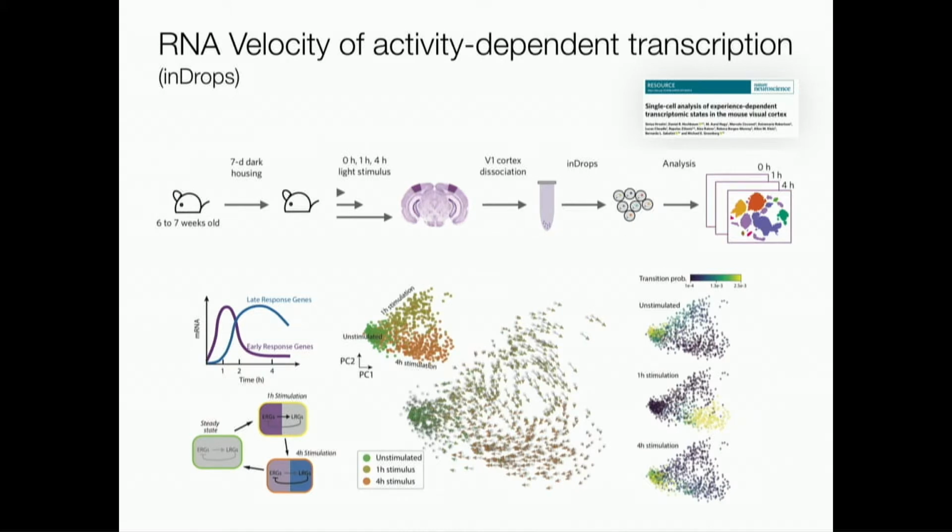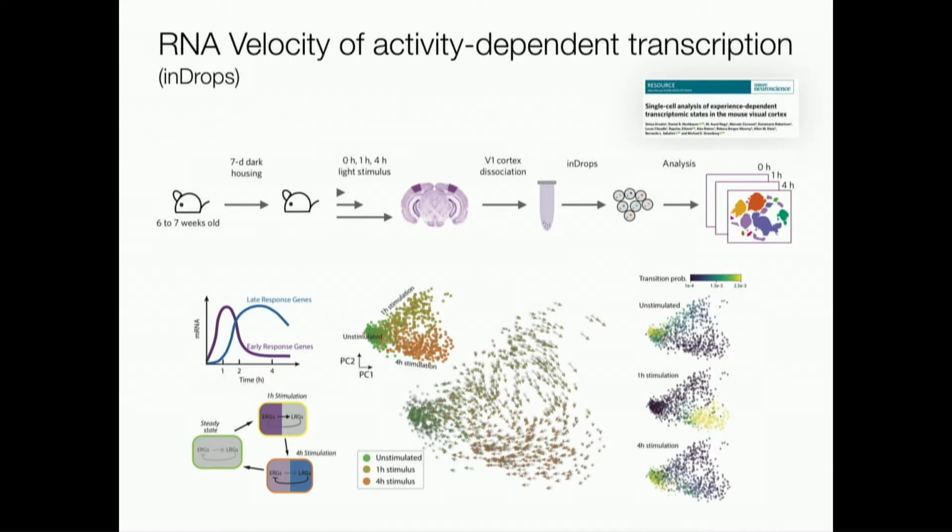What I showed you now was SmartSeq2, but it also works with droplets. This is in-drops. This is a reanalysis of a published experiment by Michael Greenberg's group, where they did light activation of cortical cells. So we have 0, 1, and 4 hours light stimulus, and then they took out the cells and did in-drops on this.